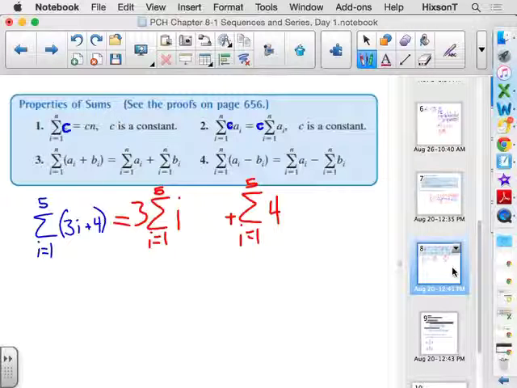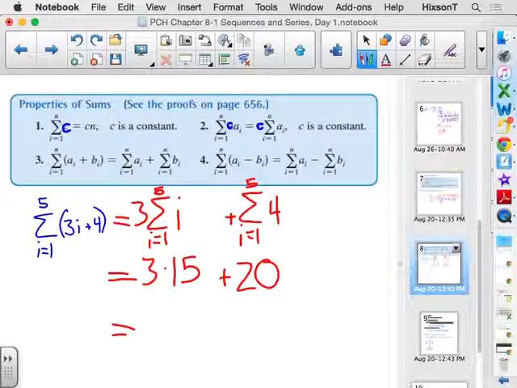So now, what does this equal? 20, because it's a constant. That's nice and easy. And this, we're just adding up 1, 2, 3, 4, and 5, and then we'll multiply by 3. So 1 plus 2 plus 3 plus 4 plus 5 is 15. So 3 times 15 is 45, plus 20 is 65.